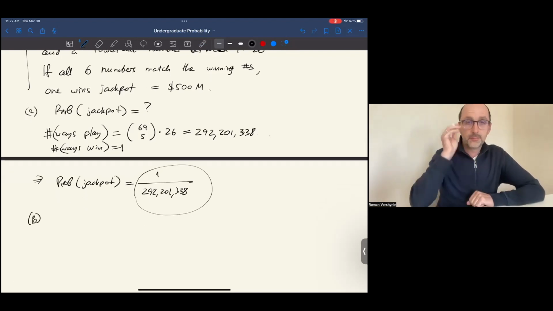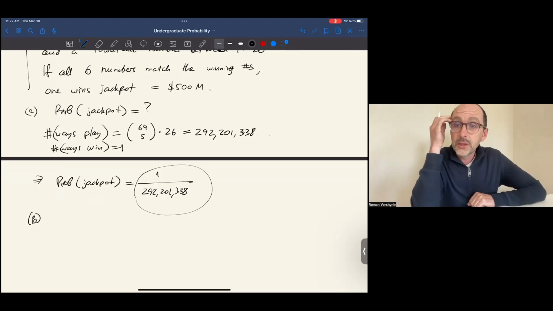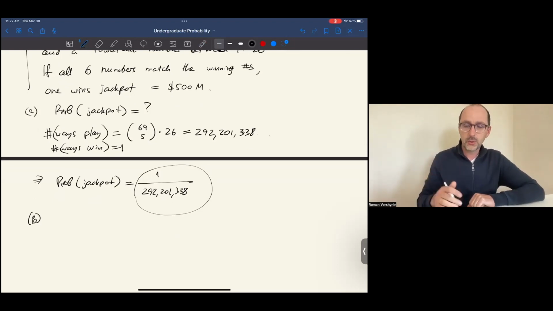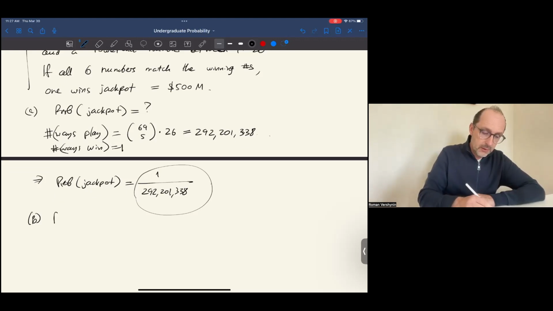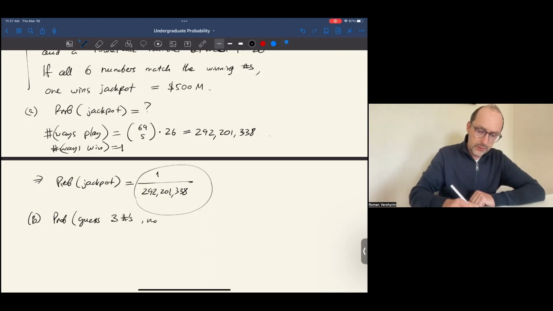Another situation where you can win the lottery is to win a smaller prize. And maybe that is more likely. Let's do this. What is the probability to guess correctly exactly 3 numbers, and not the jackpot?